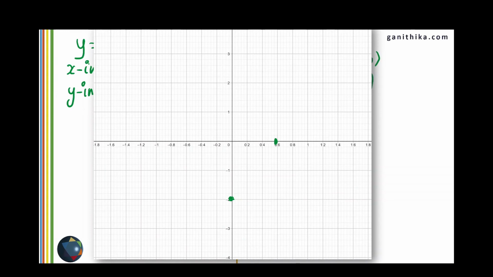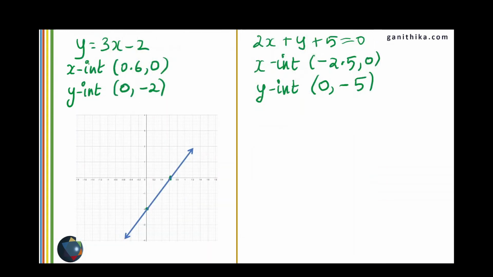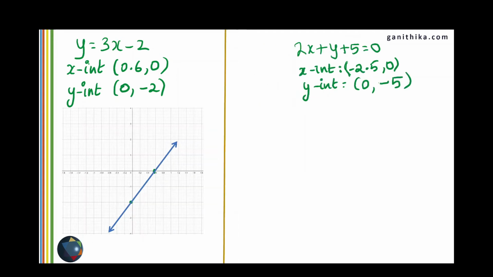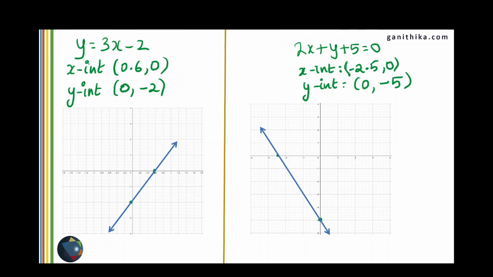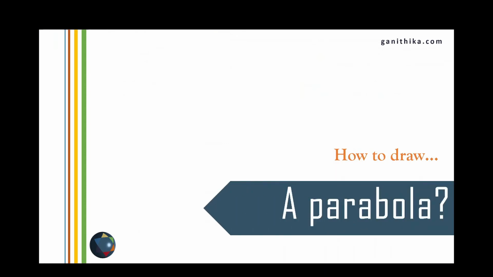Once you mark these 2 points, join them and this is what you have for y is equal to 3x minus 2, and you have done the graph of the y equal to 3x minus 2 line. Going for the next line, the points that you need to mark are -2.5 on the x-axis and -5 on the y-axis. Make the scale accordingly. And once you mark these 2 points on the x-axis and y-axis, just join them. You got the line for 2x plus y plus 5 equal to 0 and that's all it is. You don't need to have multiple points in order to make a line. Moving on, let's see how to draw a parabola. A parabola is a curve produced by a quadratic equation.